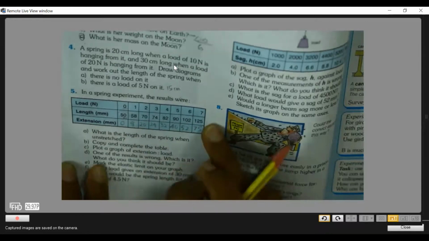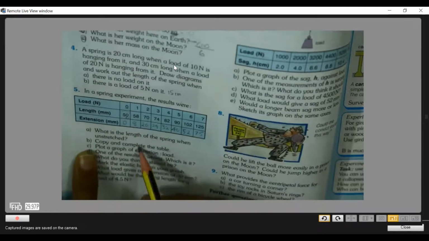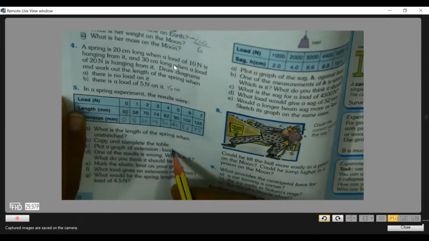Okay. Once you have completed the table, then you just have to plot a graph of extension against load.